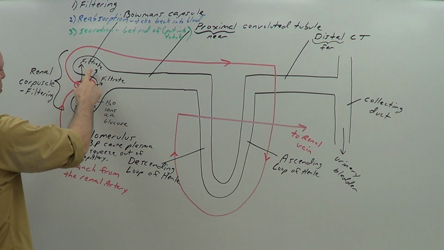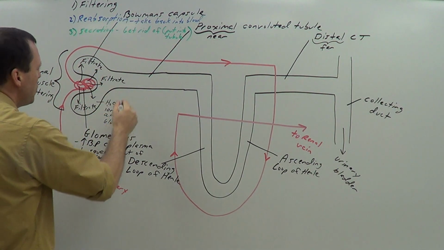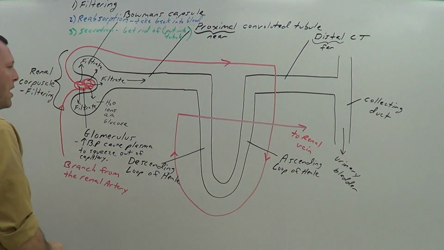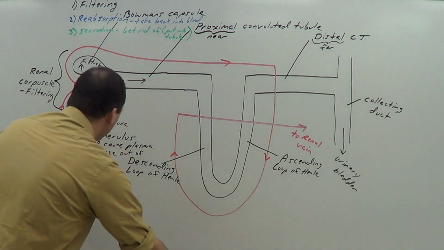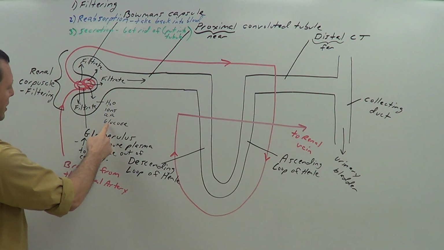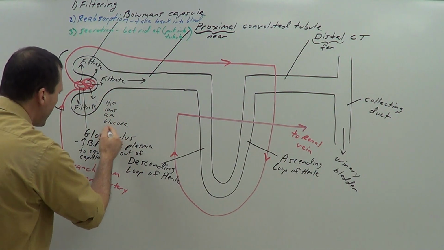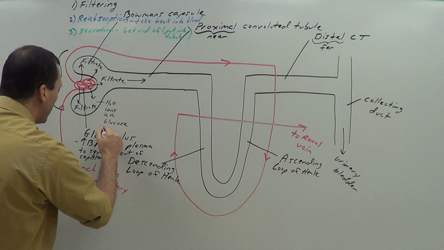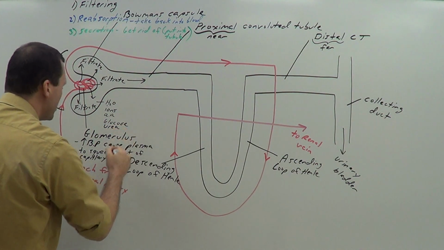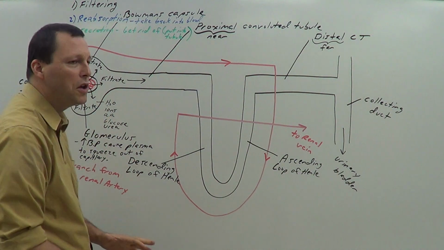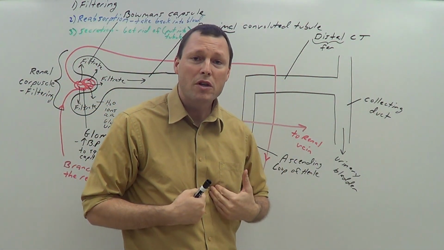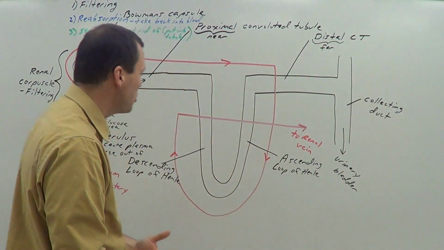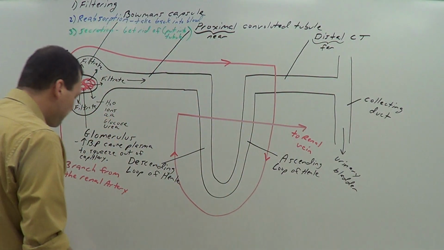So everything goes into the Bowman's capsule. It eventually begins its journey down the tubule. And as you can see here, not only do we have a lot of good things getting filtered out, but we also have some bad things here too, like urea, which is our nitrogenous waste. We don't want urea. That's bad stuff. We're trying to get rid of it. If it builds up, it's going to literally poison our nervous system, and that's not good.